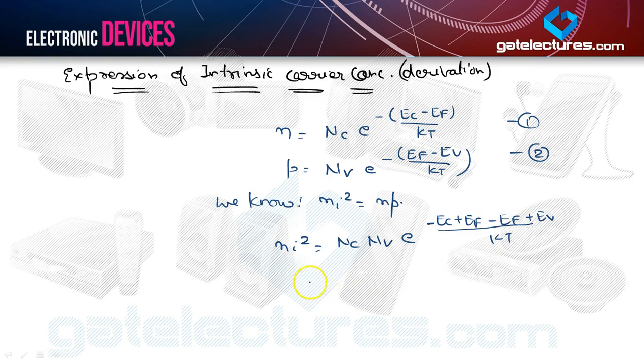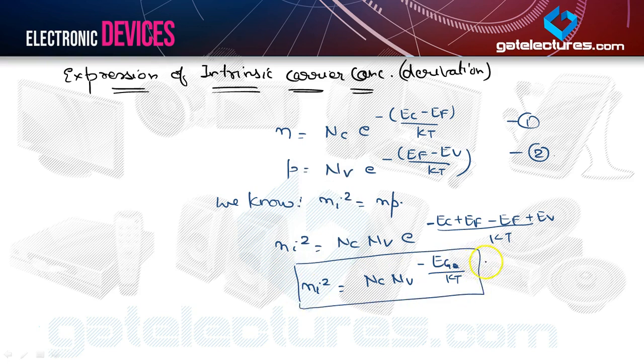So we get Ni square is Nc Nv e to the power minus (Ec minus Ev), and Ec minus Ev is Eg naught. So this is Eg naught upon kT, the energy band gap. So this Ni square is equal to Nc Nv e to the power minus Eg naught upon kT. This is the third expression. This is Ni square.